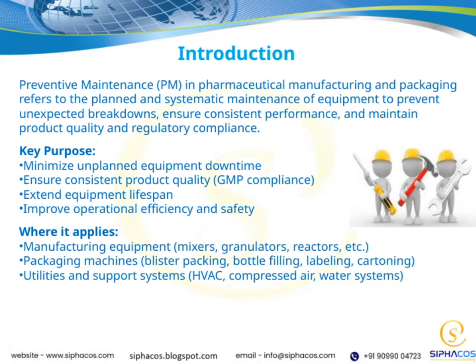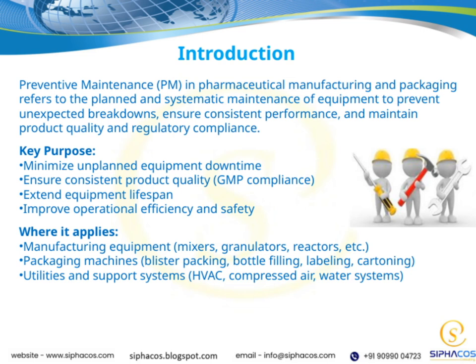Welcome to our discussion on preventive maintenance in pharmaceutical manufacturing and packaging. Preventive maintenance, or PM, is all about planning and systematically maintaining equipment before issues arise. The main goal is to prevent unexpected breakdowns, which can disrupt production and compromise product quality. By implementing PM, we can ensure equipment performs consistently and meets strict regulatory standards.